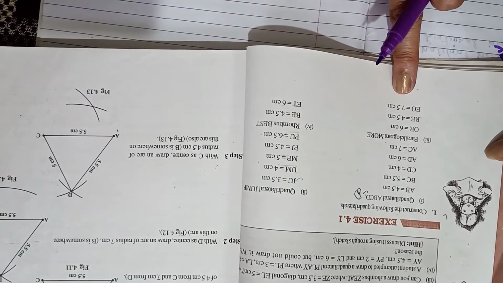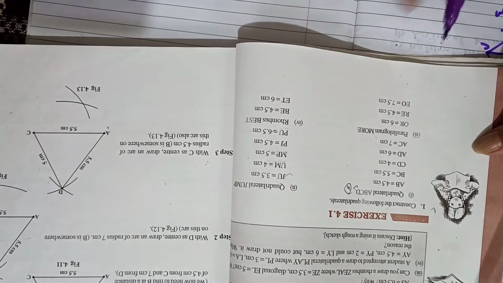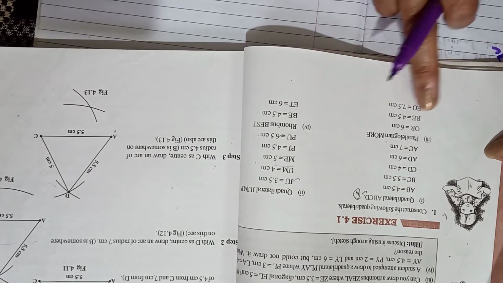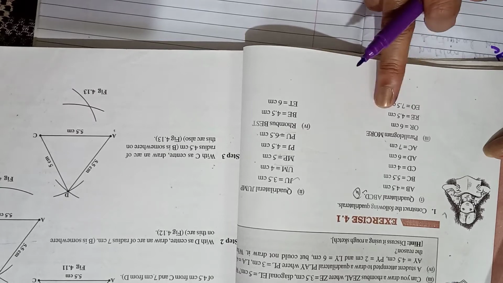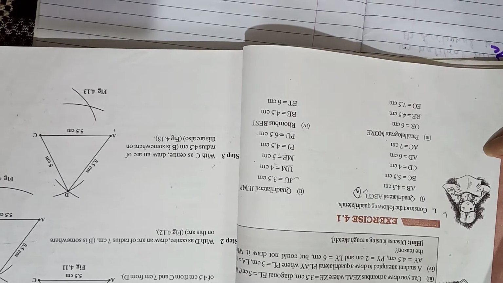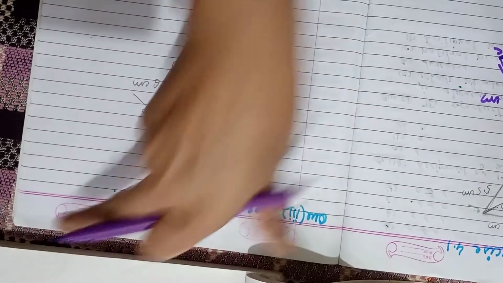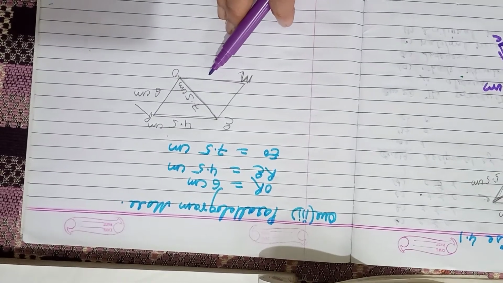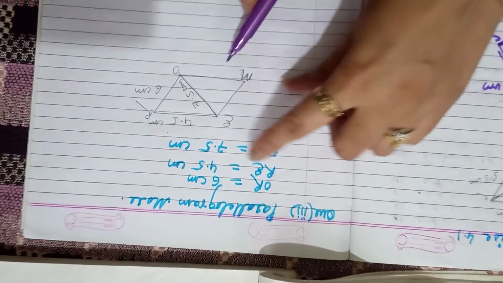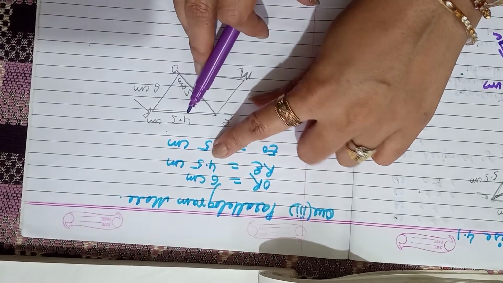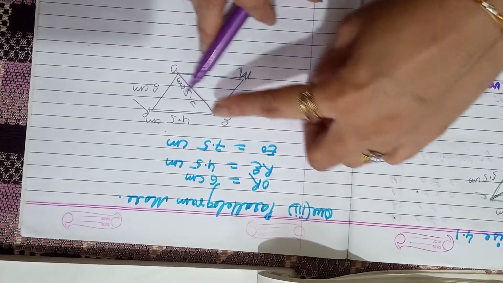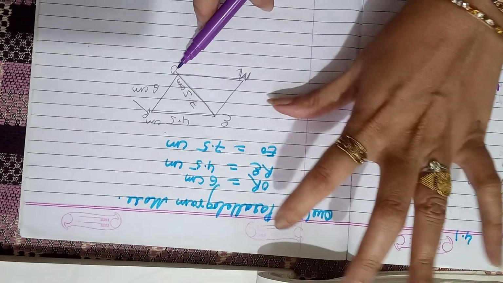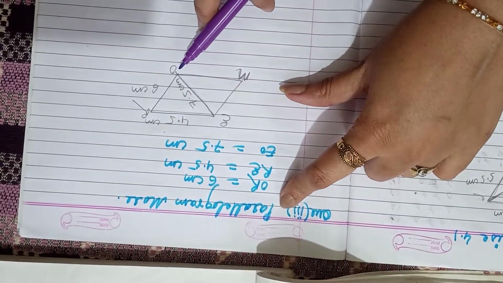Here we need to construct a parallelogram, because a parallelogram is also a special type of quadrilateral, is it? Now parallelogram MORE, where OR is 6 cm, RE is 4.5 cm, and EO is 7.5 cm. So now first we draw the rough diagram of the given parallelogram MORE. OR is given as 6 cm, RE is 4.5 cm, and EO is 7.5 centimeter.